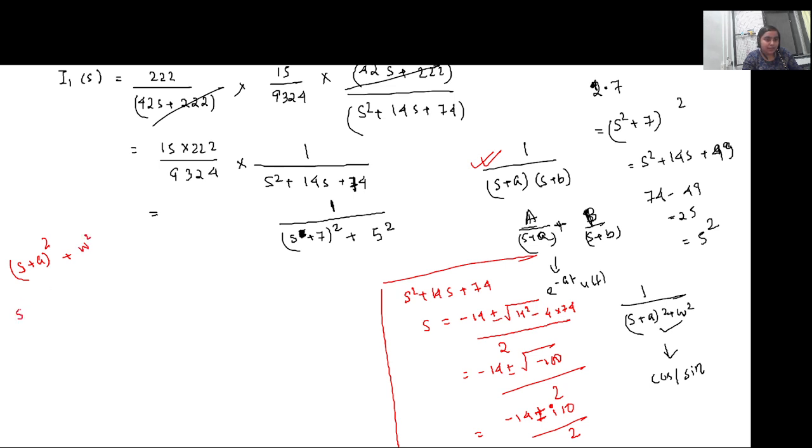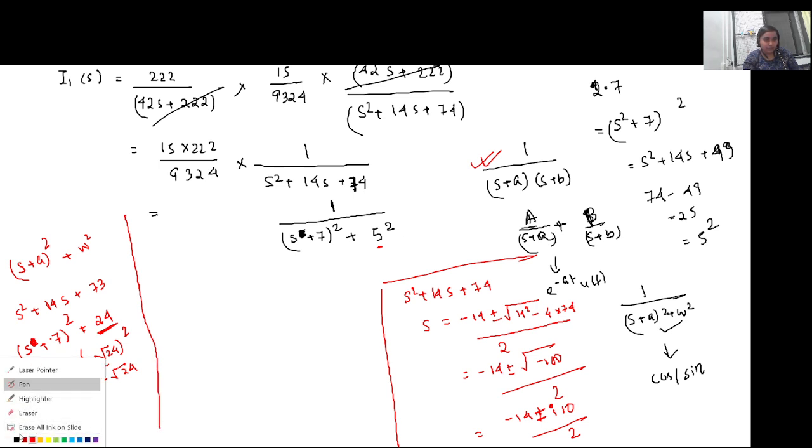Suppose the equation had been s square plus 14s plus, instead of 74, 73. Then you would have written s plus 7 whole square. So it will be 49 minus 73, which would have been 24. So 24 can be written as square root of 24 whole square. So your omega will be root over 24, instead of, in this case when it is 74, it is 5. Okay, ma'am, I got the point. You got the point, right? Yes, ma'am. So okay, let's go ahead and solve it.